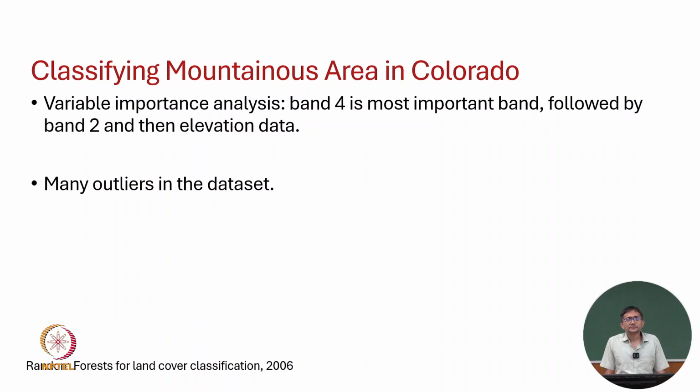One of the interesting things that can be done with a random forest, and that has been done in this particular work, is variable importance analysis. After variable importance analysis, what they remarkably found is that band 4 (we talked about there being 4 bands from Landsat, right?) is the most important band for this particular task we are talking about, followed by band 2, again from Landsat, and then followed by the elevation data.